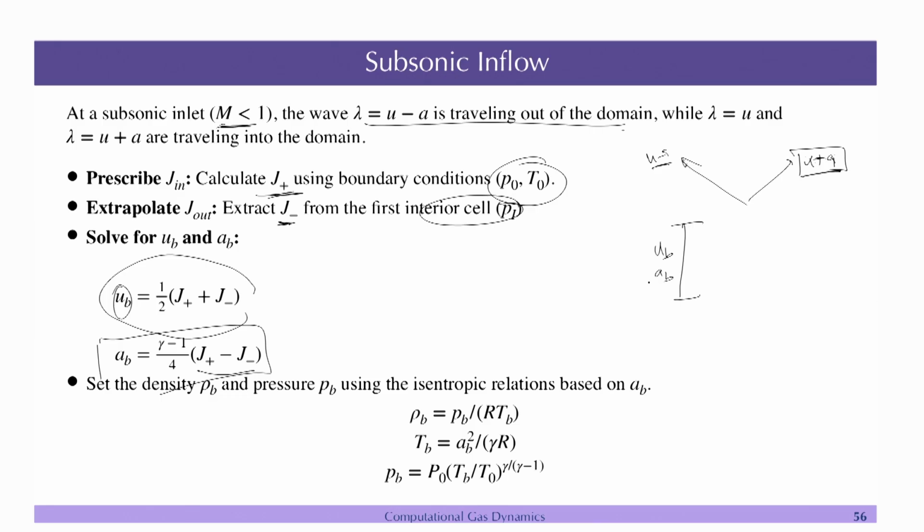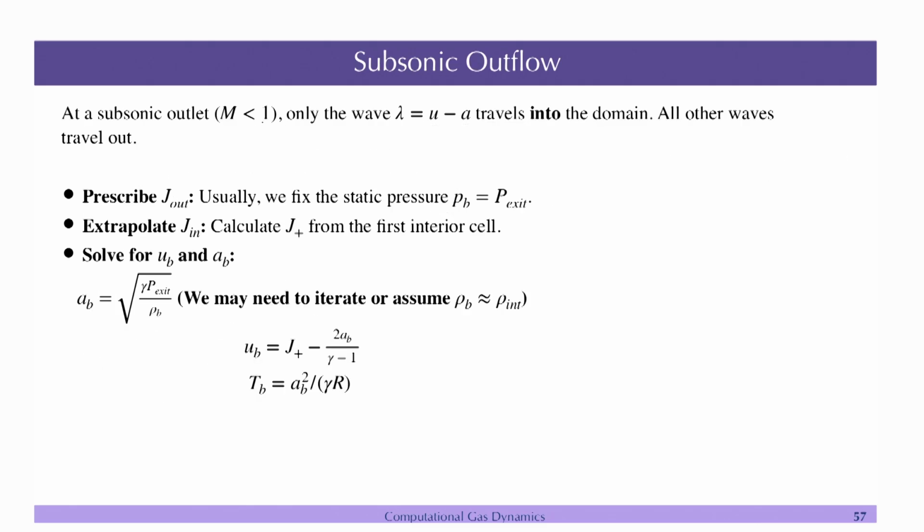You can put it in the ghost cell also if you want. In finite difference you can just use it at the boundary point, in finite volume you can use it as the ghost cell, so that the boundary values become like this. Once you have gotten u b and a b, you can calculate the other things. For example, you can calculate T b based on a b squared by gamma R. Then you can have rho b, which is P b by R T b, and you can also use the isentropic relation with P0 to get P b. And finally, if you have subsonic outflow, you have a similar thing.